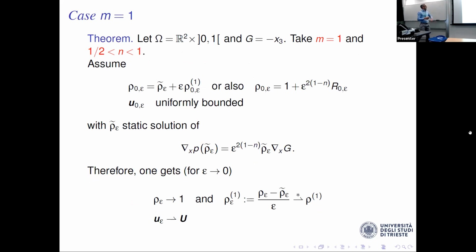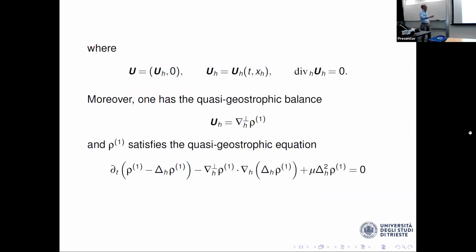Same as for the case m equal to 1, at the limit we have that the density is constant. We are able to measure the deviation of the density with respect to the static solution, that means the solution of the momentum equation when u is equal to 0. And we have the quasi-geostrophic balance. That means that this deviation is a sort of stream function for the velocity field, and this deviation of the density satisfies the quasi-geostrophic equation.